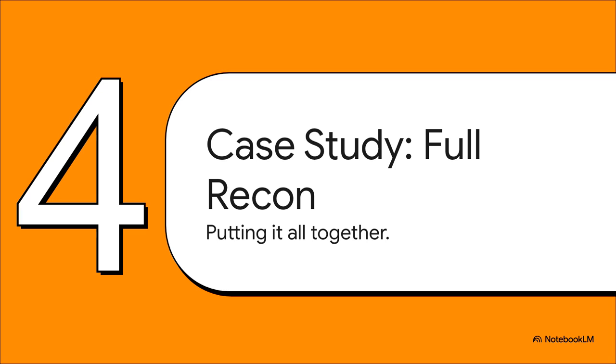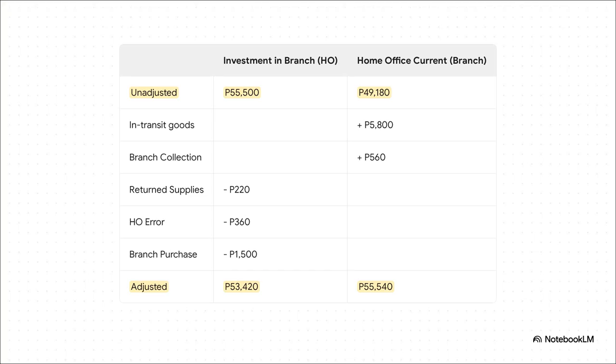All right, you've learned the glitches, you've learned the fixes, now it's time to put it all together. Think of this as the final boss battle, where we take everything we've just covered and apply it to a full reconciliation problem. Let's walk through this together. As you can see, the unadjusted balances are way off. Our job is to find out why.